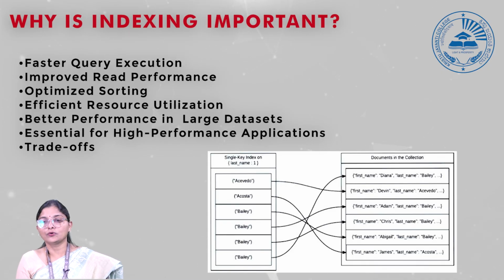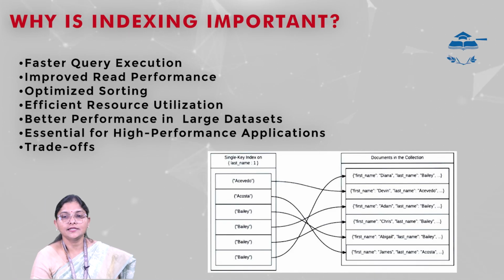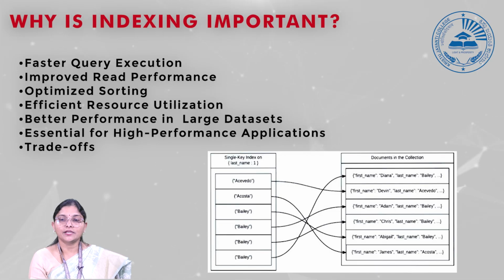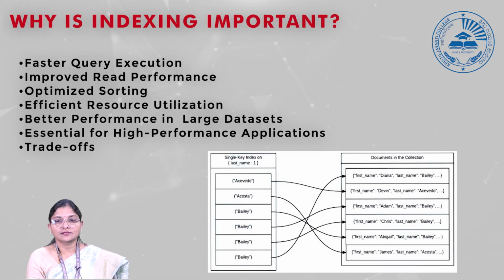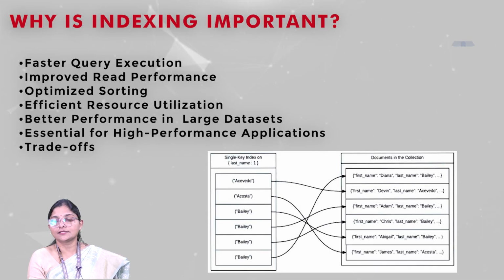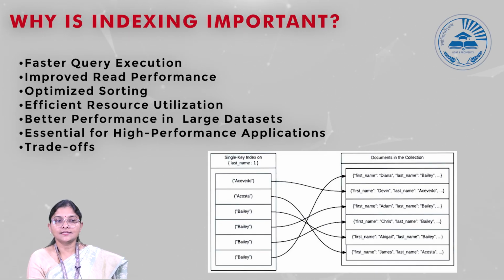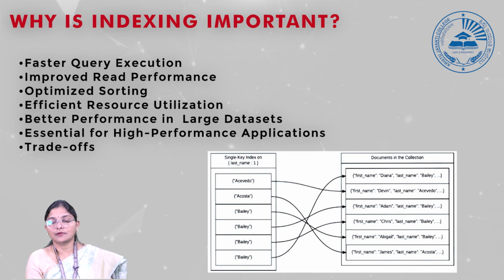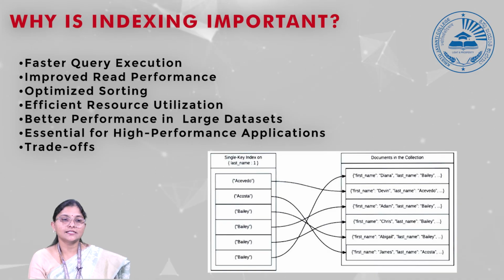As a collection grows, queries become slower without indexing. So indexes ensure MongoDB scales efficiently while keeping query speeds high. Real-time applications, real-time analytics, search engines and large data sets rely on indexing for quick responses. For example, an e-commerce platform uses indexes to quickly fetch product details based on categories and price ranges.